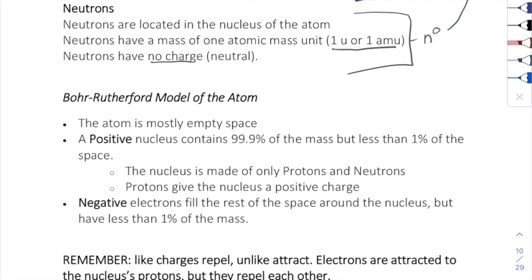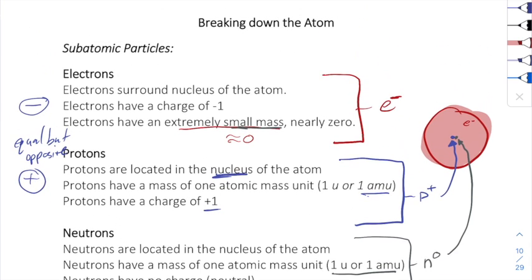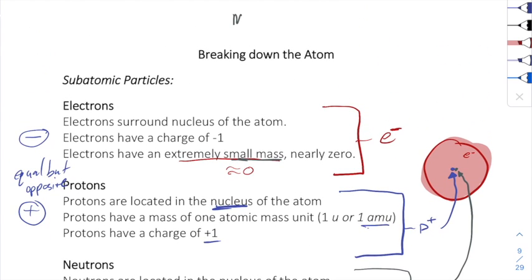I'm going to double check the mass of an electron and proton. Oh, it's 1,836 times the mass of an electron. Let's just put that up here. That's a nice little fact. So 1,836 times the mass of an electron equals the mass of a proton.